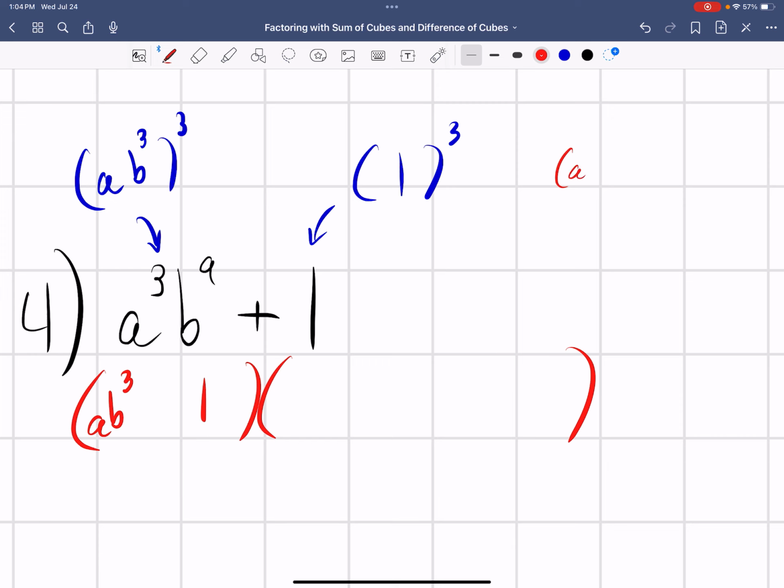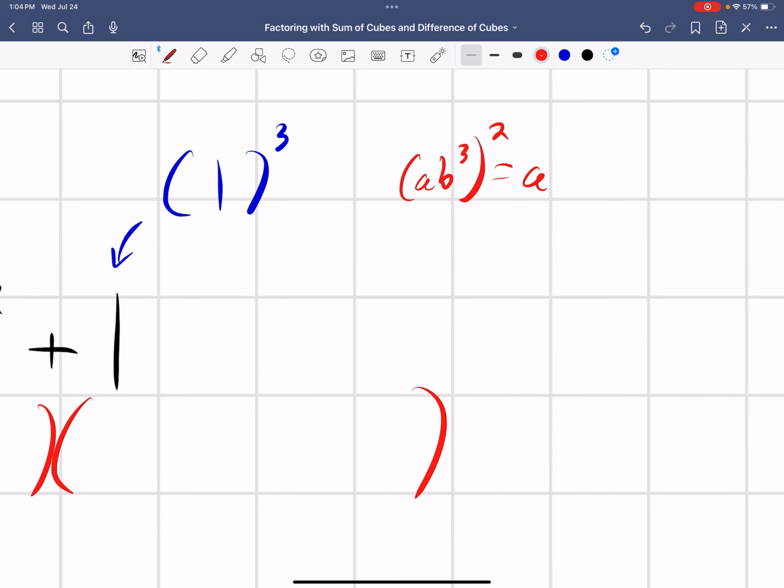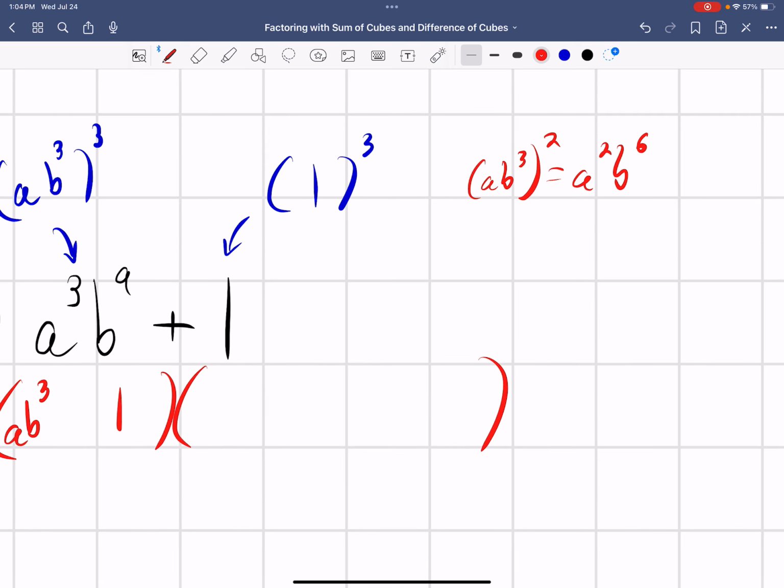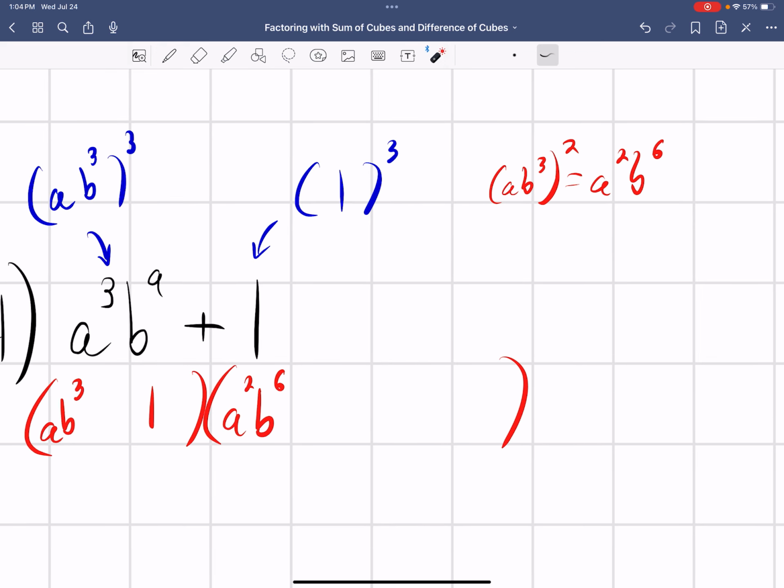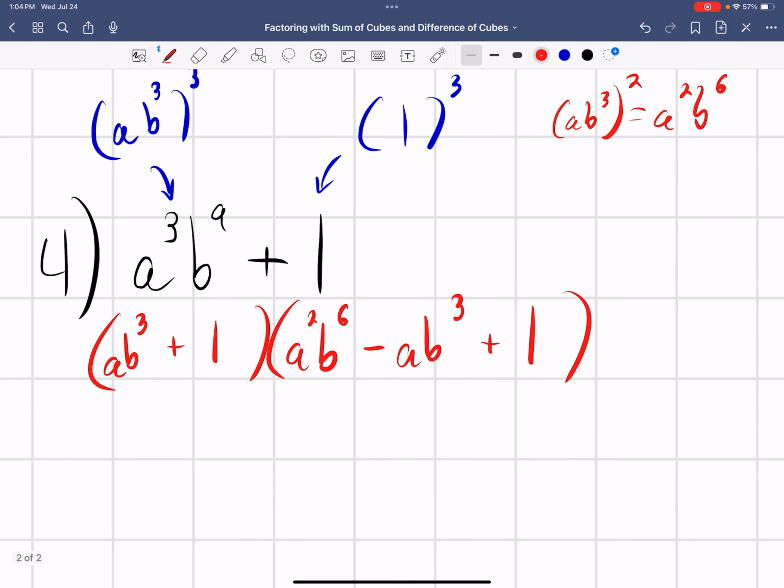What is a squared? So a was ab to the 3rd. And what do you get when you square that? Well, that would give us a squared b to the 6th using that exponent rule. So that's what we put here. a squared b to the 6th. Then we have ab. So we just multiply a times b. So that's just ab cubed. And then we have b squared. 1 squared is just 1. For our signs, we do same, opposite, plus. And done. One more.